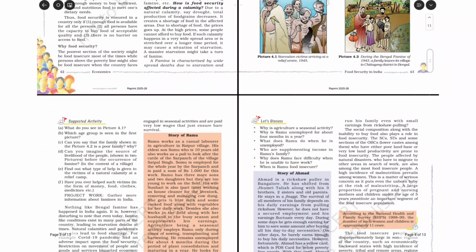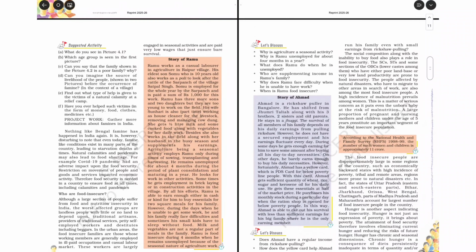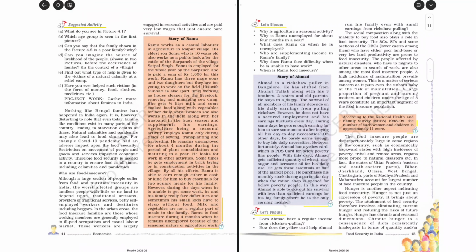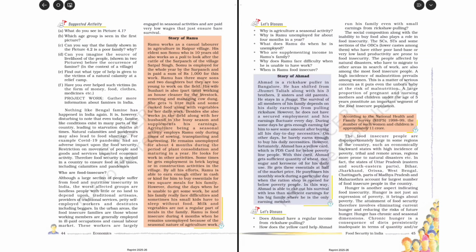Quote, who are food insecure? Although a large section of people suffer from food and nutrition insecurity in India, the worst affected groups are landless people with little or no land to depend upon, traditional artisans, providers of traditional services, petty self-employed workers, and destitutes, including beggars. In the urban areas, the food insecure families are those whose working members are generally employed in ill-paid occupations and casual labor market. These workers are largely engaged in seasonal activities and are paid very low wages that just ensure bare survival. End quote. So we have a really clear rural versus urban divide here.